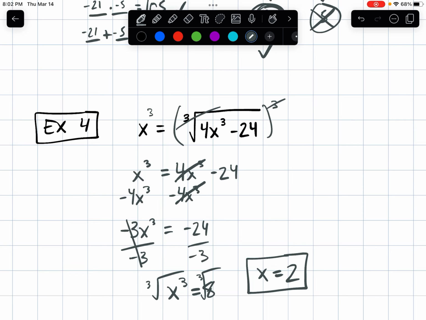Again, it is important to double check your answer. So when I plug in a 2, you do find out that this is in fact a true statement when you plug in the 2. All right, so remember, isolate your radical, use inverse operations. And then once you solve and get your answer, really be sure to plug it in and double check to make sure it actually is a solution.